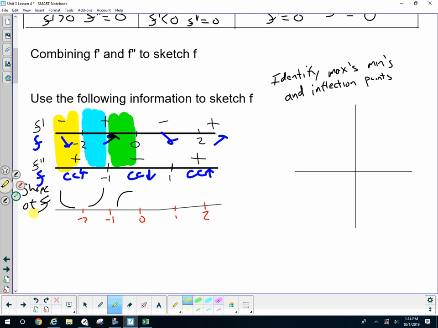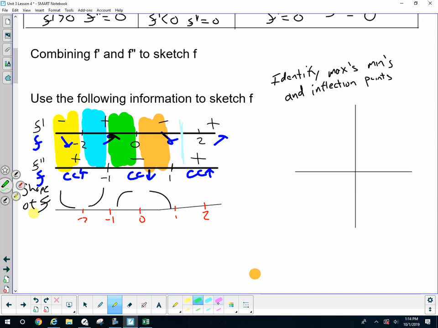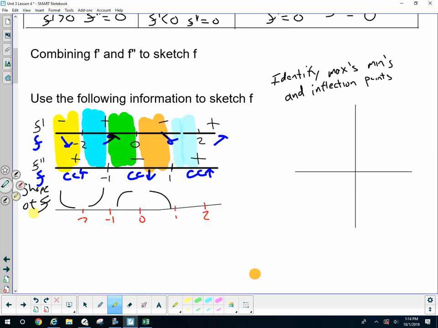Next interval. Between 0 and 1. F prime is negative, f double prime is negative, decreasing concave down. Last interval, or second to last interval. F prime is negative, f double prime is positive. We're back to being decreasing concave up. And then we finish off with increasing concave up.